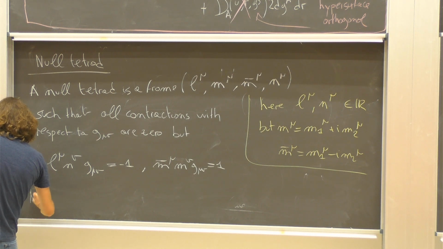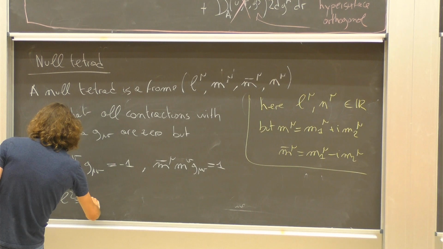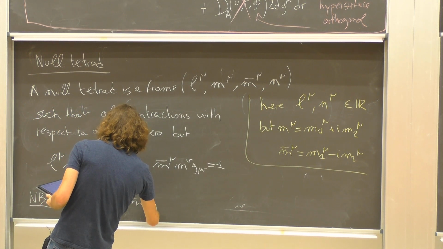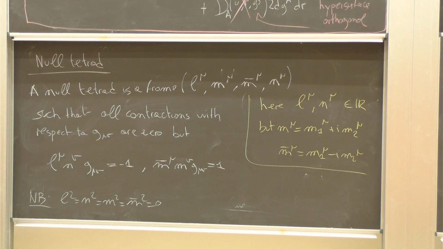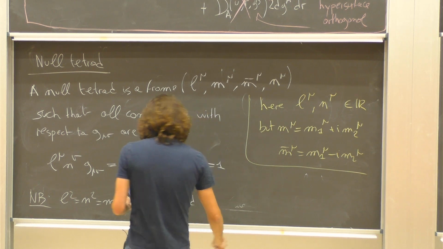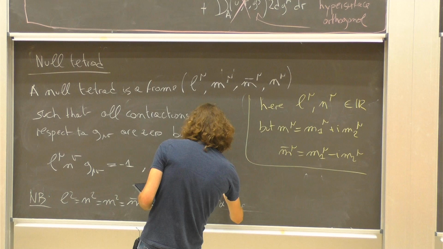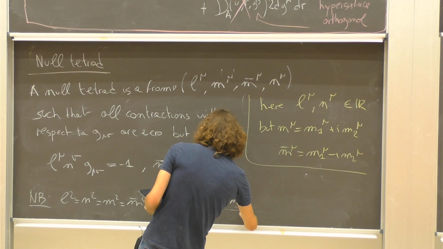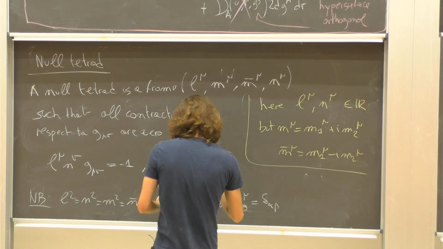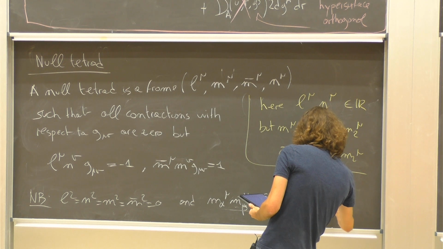So in particular, L squared equals N squared equals M squared equals M bar squared equals 0. So this is why it's a null tetrad. And if I write this as M alpha, I have that M_α · M_β equals delta alpha beta, where alpha and beta are 1, 2.